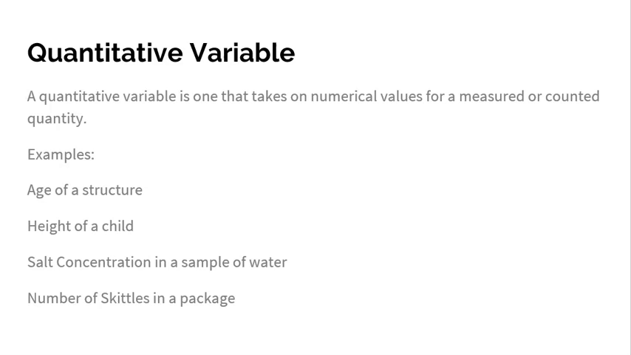So again, categorical, think words that put you into a category. Quantitative, think a numerical value that was measured, counted, and can be averaged.